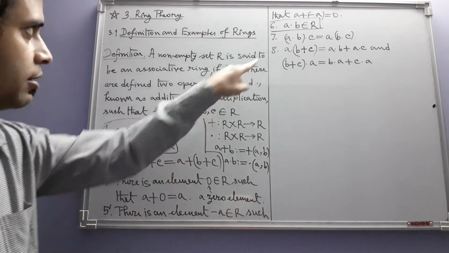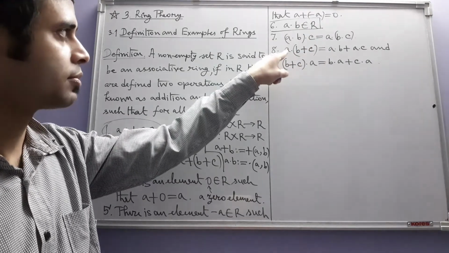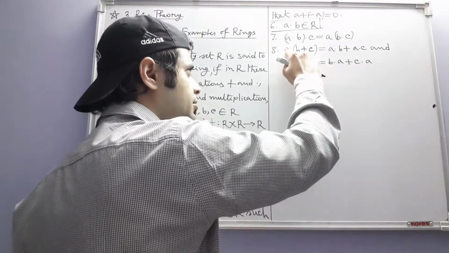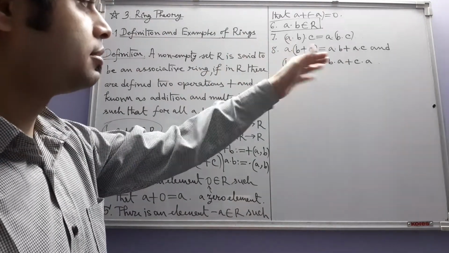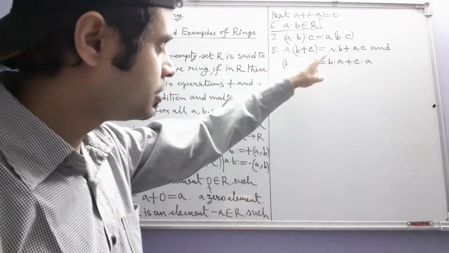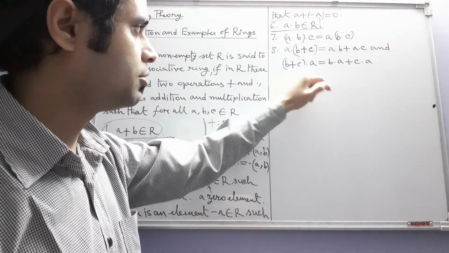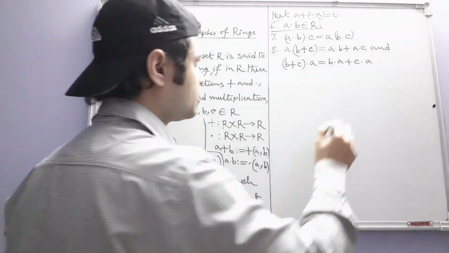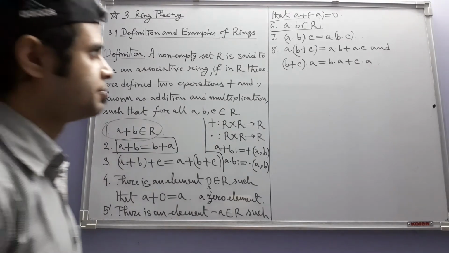Just like this one, the seventh one says that multiplication is associative. And these are the distributive laws. This is the left distributive law, this is the right distributive law. I can express this by saying that multiplication distributes itself over addition from the left, and multiplication distributes itself over addition from the right. So these are the meanings of these things.